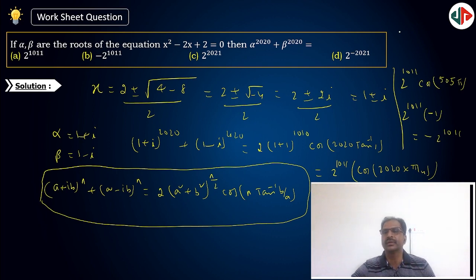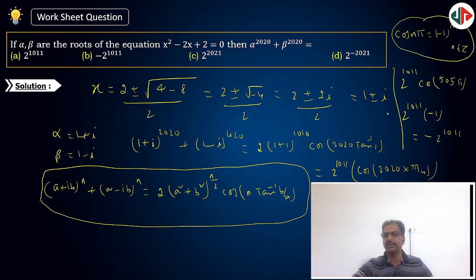For that, I am giving a formula. Cos n pi is nothing but minus 1 whole power n, where n is an integer. Then what is cos 505 pi? Minus 1 power 505. 1 power 505 is 1, so minus 1. So like that you get minus.